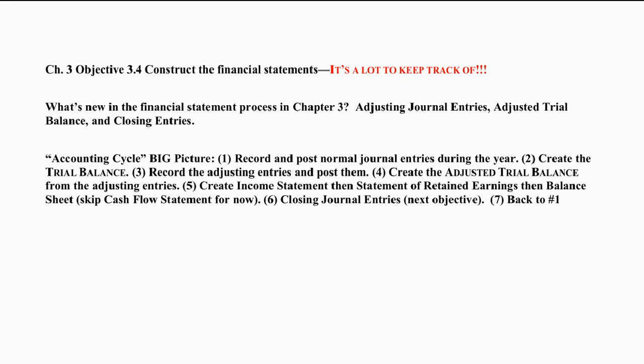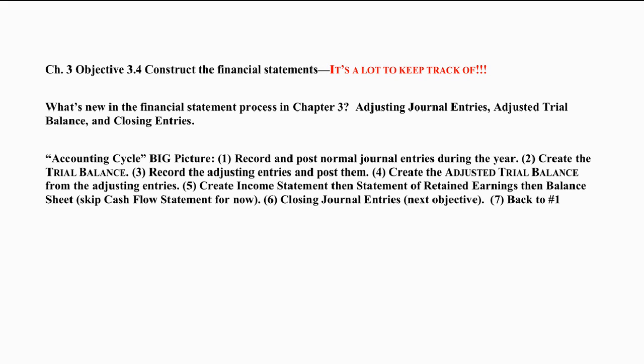All right, so we just finally finished objective 3.3, and we're moving into 3.4, which is construct the financial statements. And if you went through chapter 2, you might be going, what? We already did that. Income statement, statement of retained earnings, balance sheet, yes. But what we're doing now is we're using adjusting journal entries, which under accrual accounting and financial accounting that you're really learning in this course, it's a different ball game once we introduce adjusting journal entries, adjusted trial balances, and then the closing entries, which we'll cover in the next objective.